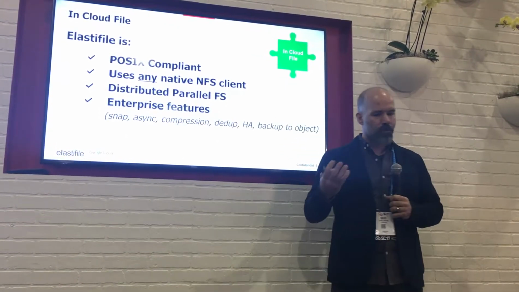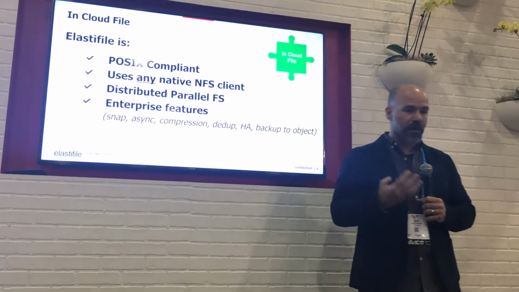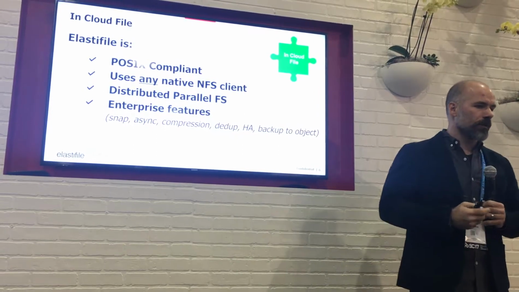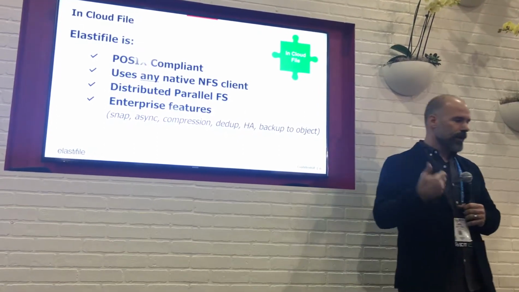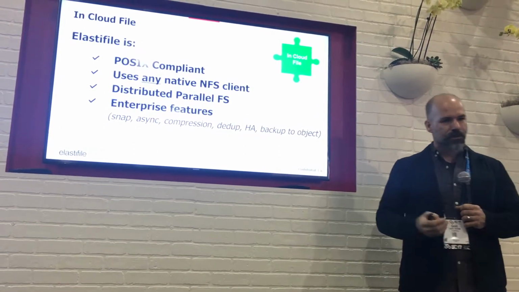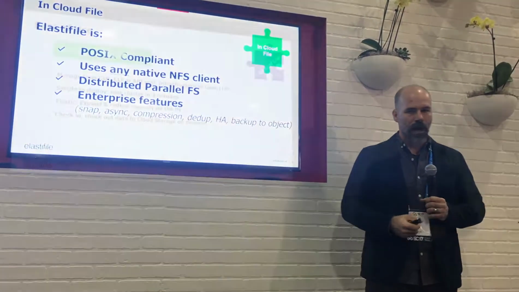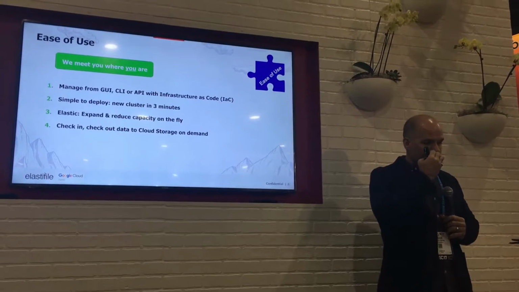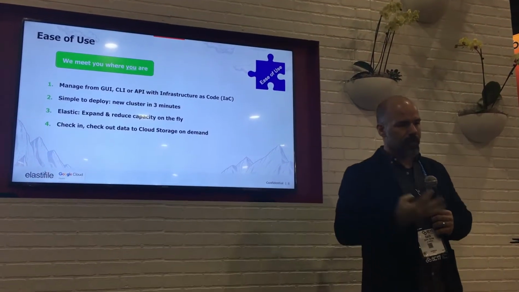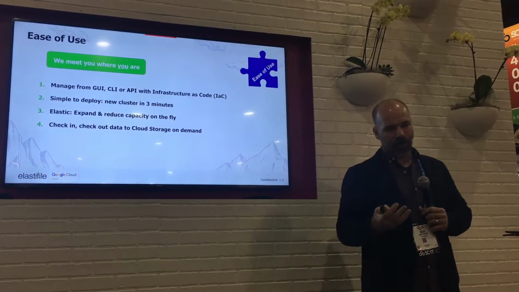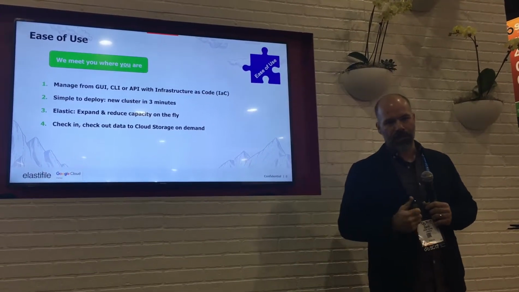And then enterprise features. One thing we did is spend a lot of time not just building a great file system, but one that works with the enterprise in mind. So features like snapshots, asynchronous replication site to site, compression and deduplication built in, high availability, and then this idea of checking in and checking out data. Let your data be in the medium that makes sense for you, whether that's cloud storage, active in the file system, or maybe parked away in your private data center somewhere.